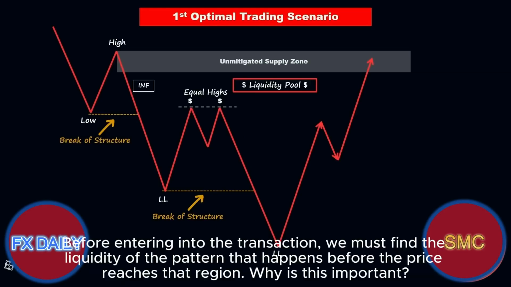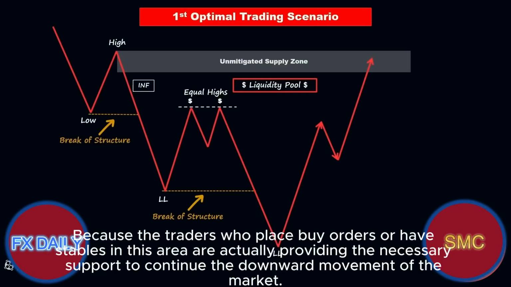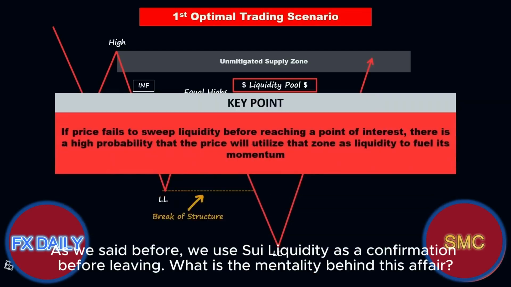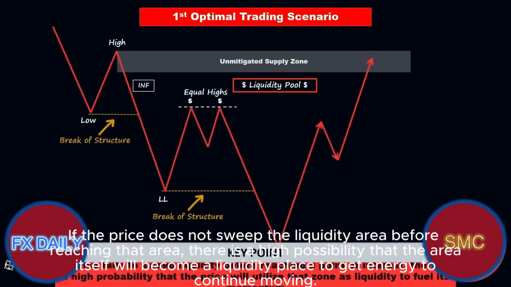Before entering the trade, we must look for the liquidity sweep that happens before the price reaches that region. Why is this important? Because the traders who place buy orders or have stops in this area are actually providing the necessary fuel to continue the downward movement of the market. As we said before, we use a liquidity sweep as a confirmation before entering. What is the mentality behind this? If the price does not sweep the liquidity area before reaching that zone, there is a high possibility that the zone itself will become a liquidity pool to get energy to continue moving.